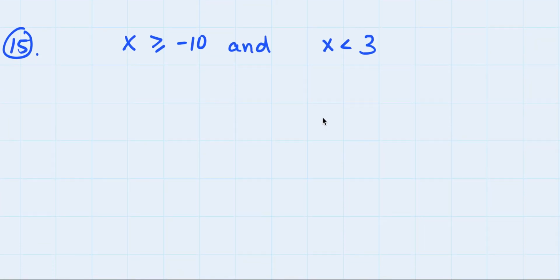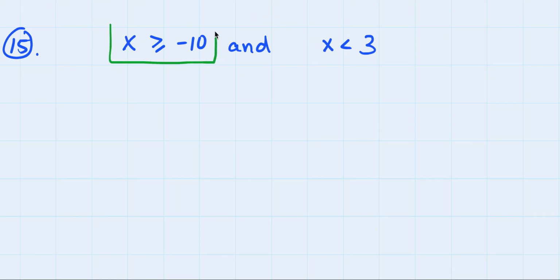All right, let's try this one. X is greater than or equal to negative 10, and at the same time, we want x to be less than 3. Let's put both of these in interval notation and then see if we can combine them.